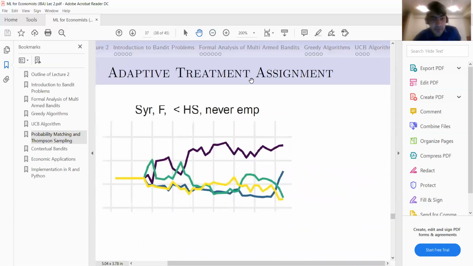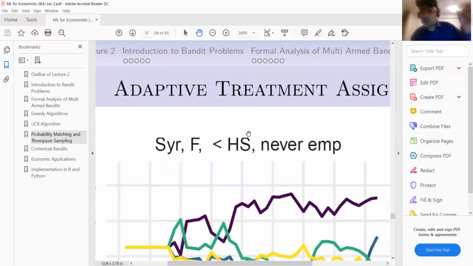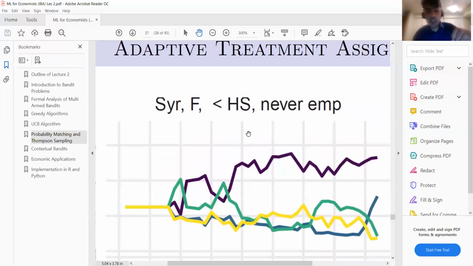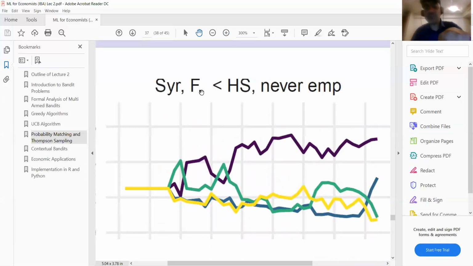And the last graph is, as I said, these assignment probabilities vary by X as well. So this is what is cool. It's the contextual bandit. So for Syrian, F means female, SYR means Syrian, which is Syrian refugees in Jordan, and less than HS means their education is less than high school, and never employed means that they've never been employed in the labor market so far.